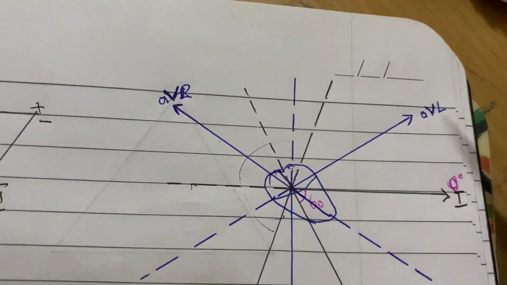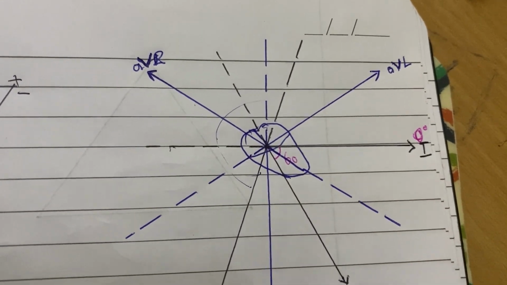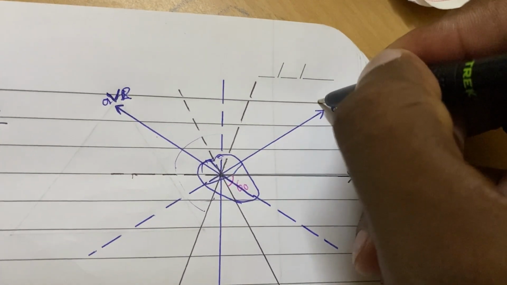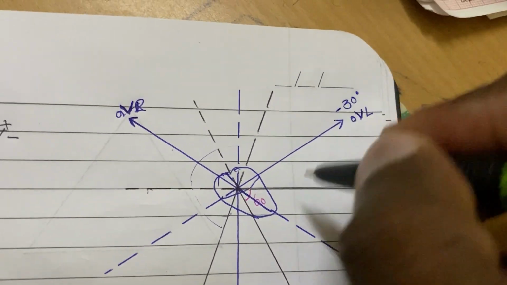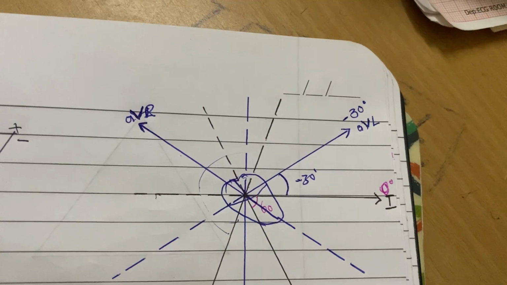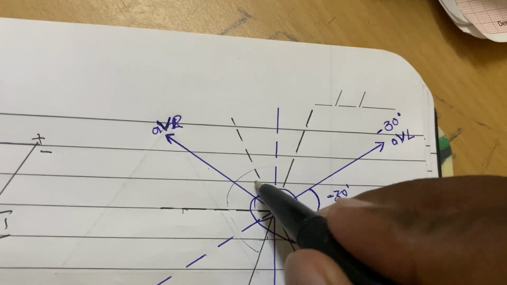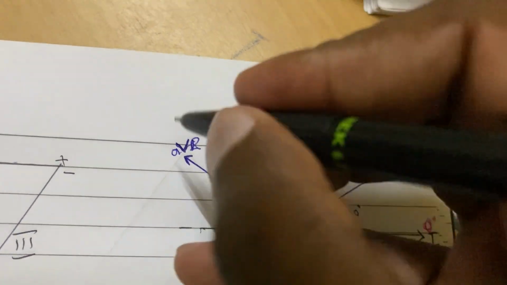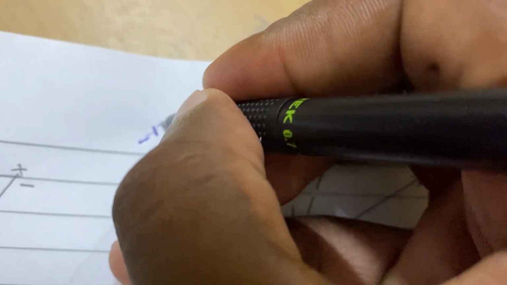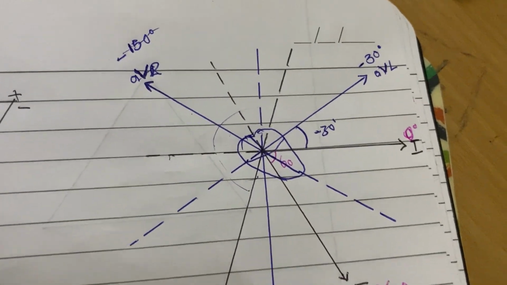So with these three, the angles: this one is at positive 90 degrees, AVF, positive 90 degrees. This one is at negative 30 degrees. And then this one, we are counting going the other side. Here this angle is 30, 90 plus 60 is going to be negative 150 degrees. Negative 150 degrees, AVR is going to be at that angle.